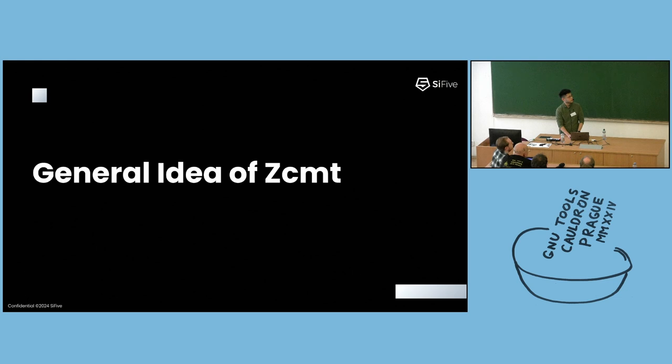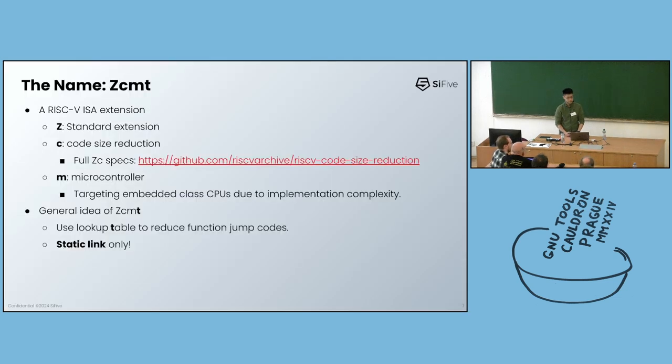For the general idea of Zcmt, let's start from the name. In the RISC-V ISA extension convention, all the standard extensions start with the letter Z. The C here means code size reduction, and there is actually a set of extensions about code size reduction. For example, we have another extension called Zcmp, which specifies the stack push and pop instructions. The M here means microcontroller, so this extension targets embedded class CPUs due to implementation complexity.